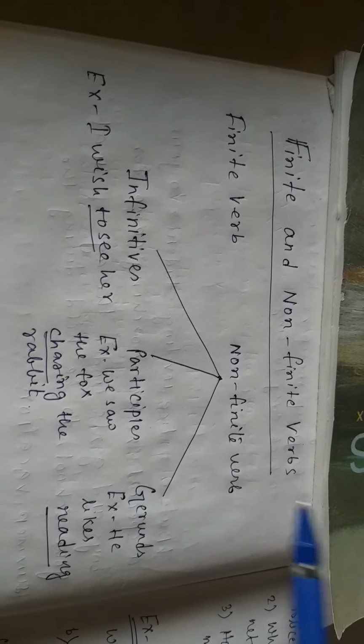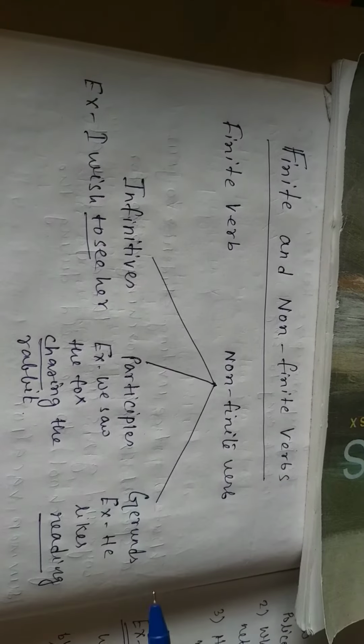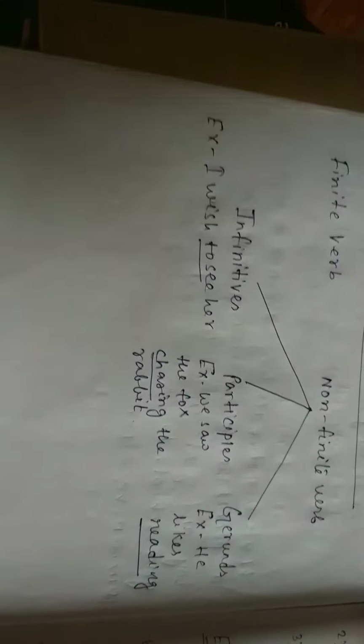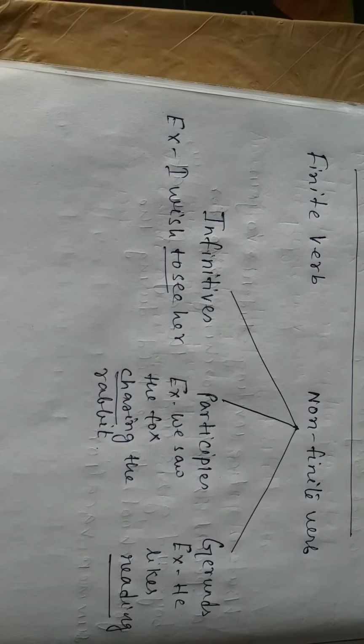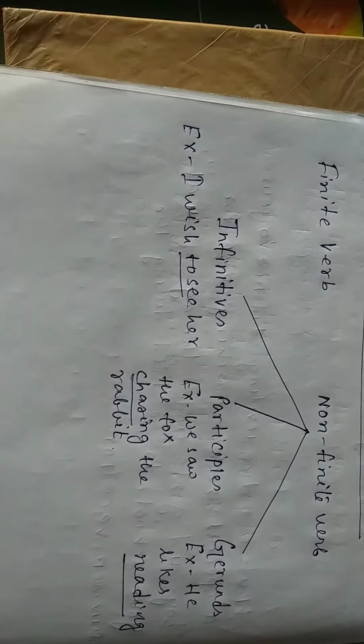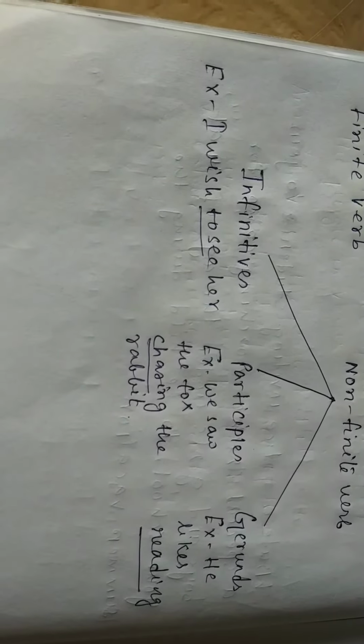Now what are the types of non-finite verbs? Infinitives, participles and gerunds. So what is an infinitive? A non-finite verb in its base form and following the word to is called an infinitive. So example is I wish to see her. Here to see is the infinitive.